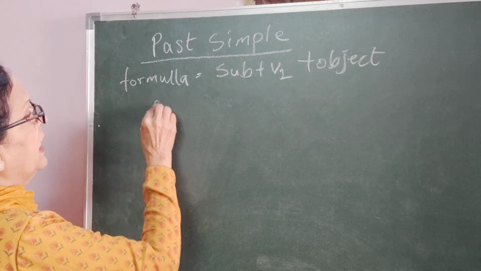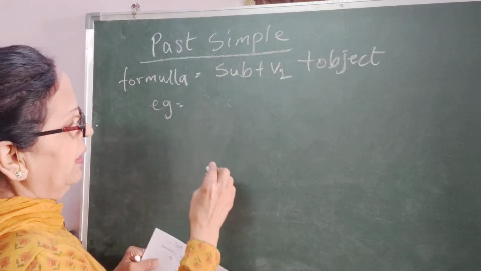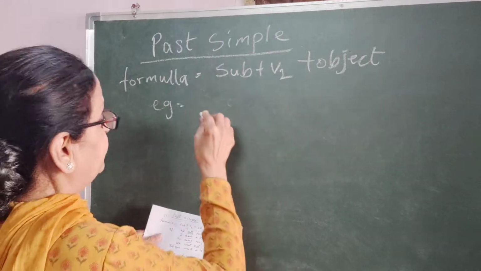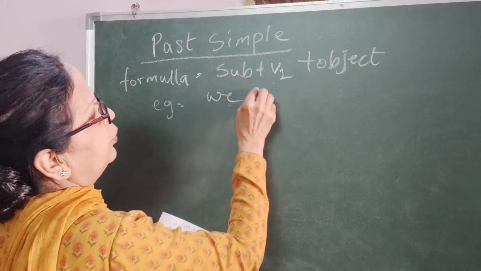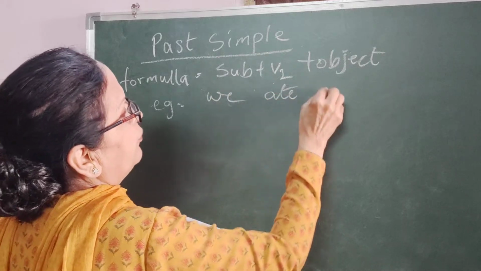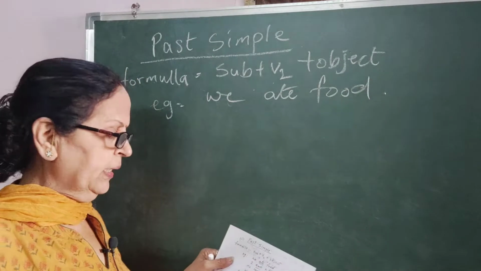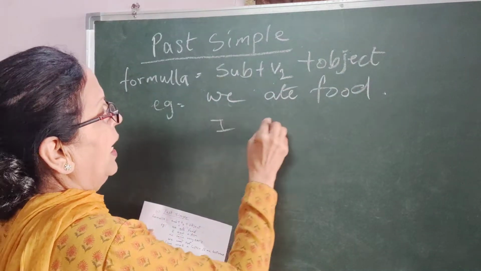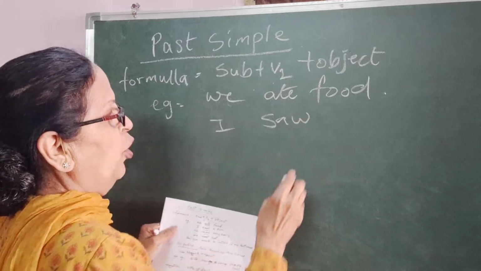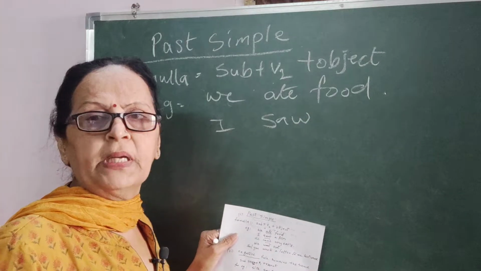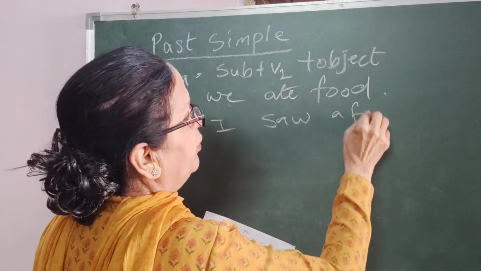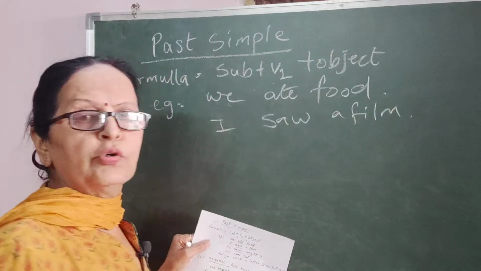So my first example, what do I require? I require a subject, verb 2. We ate food. हमने खाना खा लिया. Isn't it easy? If I say I, it becomes I saw. I see a film, present. I saw a film. See, so simple it is.